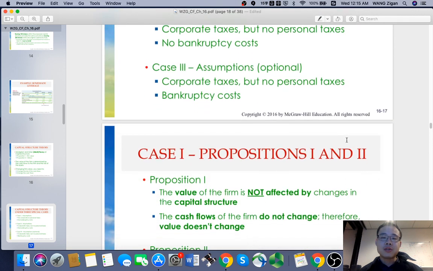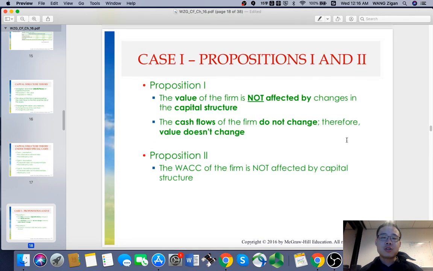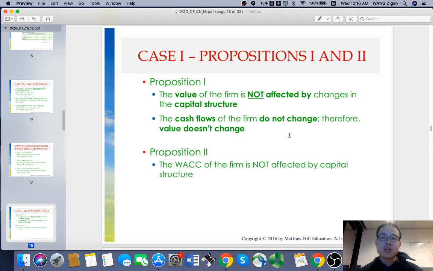So we will skip this and focus on case 1 and case 2 of the capital structure theory under the special cases. In the first case, we assume there are no taxes, but in the second case, we assume there is tax, with a tax rate. In the first case, we have propositions 1 and 2. The value of the firm is not affected by the change of the capital structure, and the cash flows of the firm do not change. Therefore, the values do not change.